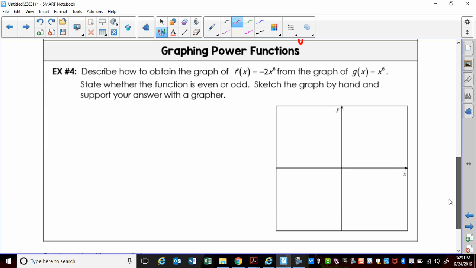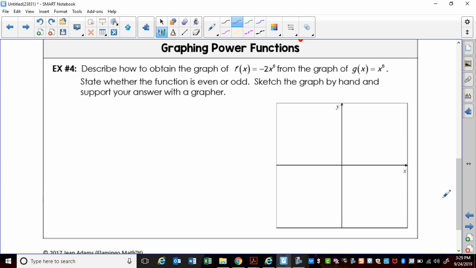Graphing the power functions. Describe how to obtain the graph of this from this parent function. It says x to the 6. Now, if you're going to graph x to the 6 on your graphing calculator or in Desmos, it just looks like a big wide parabola, but it's not actually a parabola. It actually has turning points down here, and it might go up, down, up. It has 5 turning points. So 1, 2, 3, 4, 5, and then it goes up like this, right? That's what x to the 6 looks like.